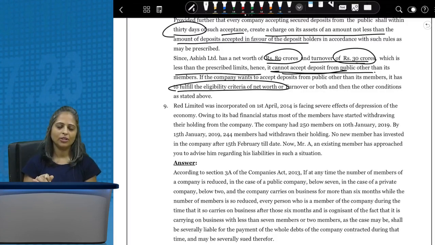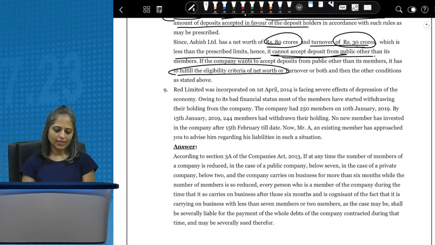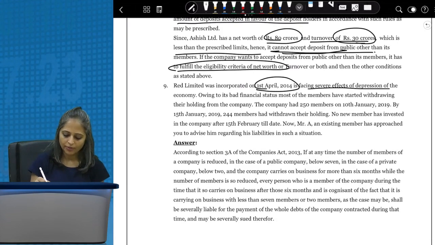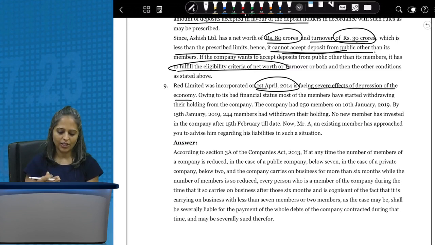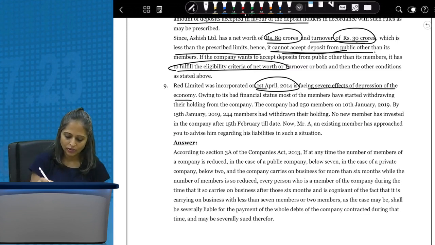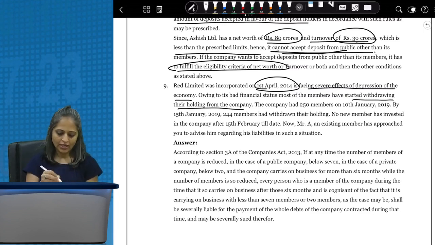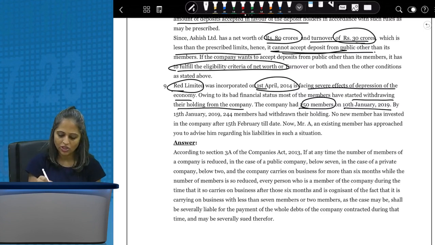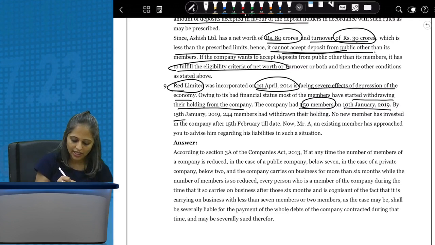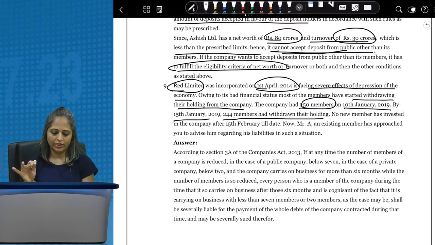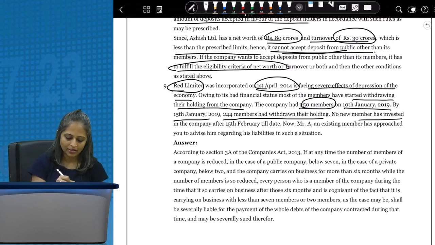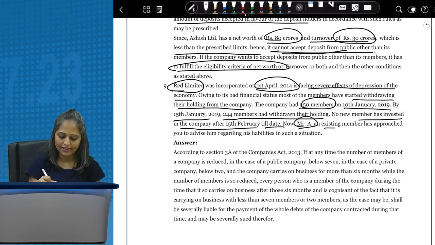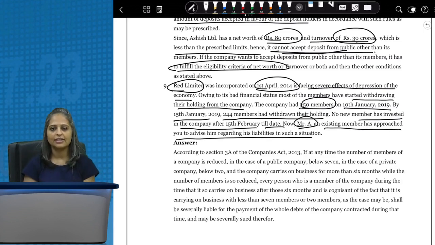Coming to question number 9. Red Limited was incorporated on 1st April 2014 and is facing severe effects of depression of the economy. Owing to its bad financial status, most of the members have started withdrawing their holdings from the company. It's a limited company. It had 250 members as on 10 Jan 2019. By 15 Jan, 244 members had withdrawn their holding. No new member has invested in the company after 15 Feb till date. Mr. A, an existing member, has approached you to advise him regarding his liabilities in such a situation.